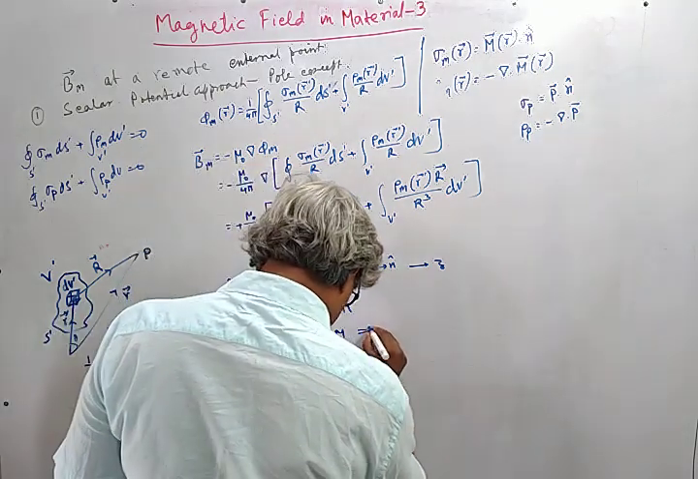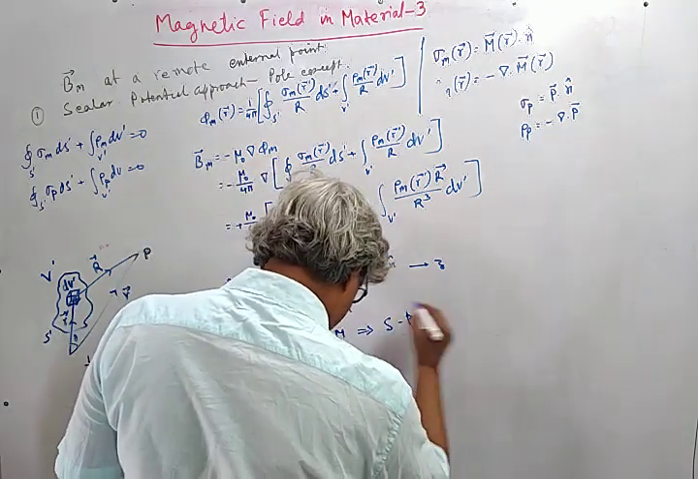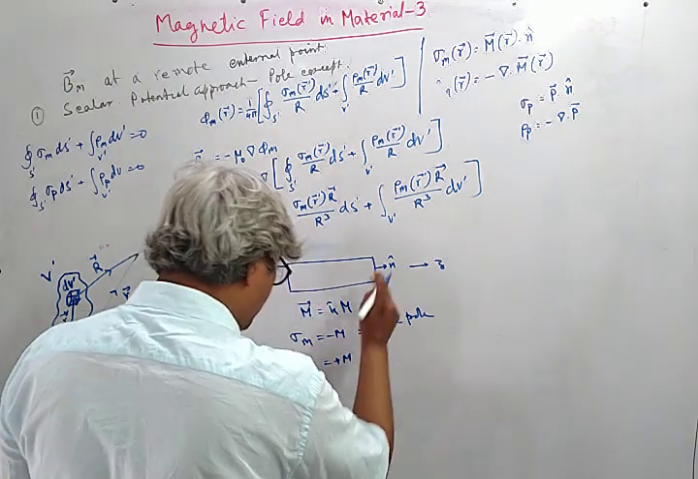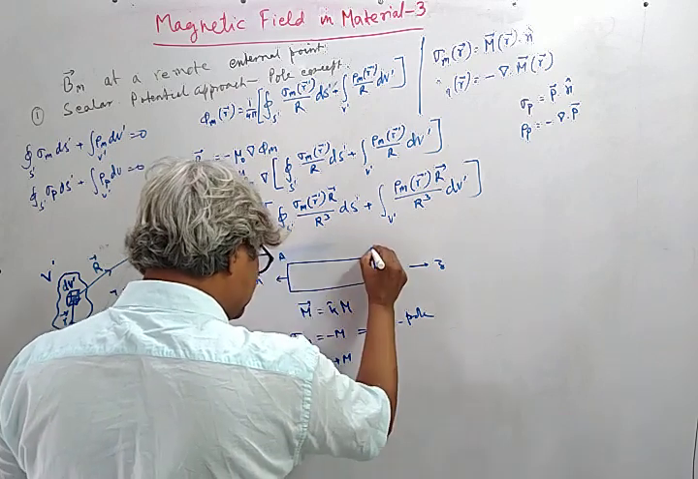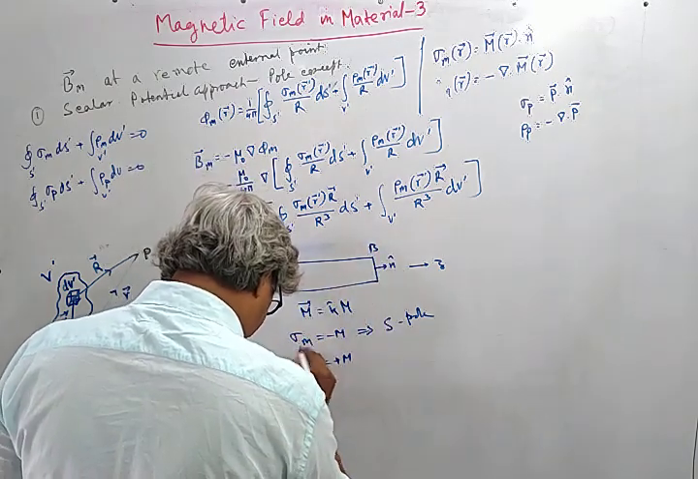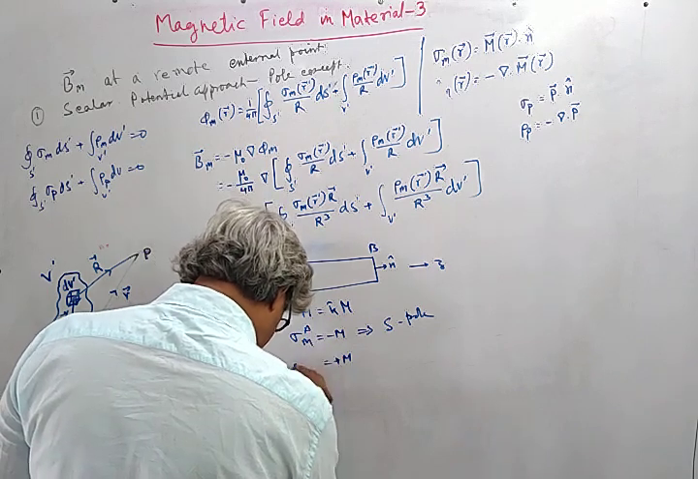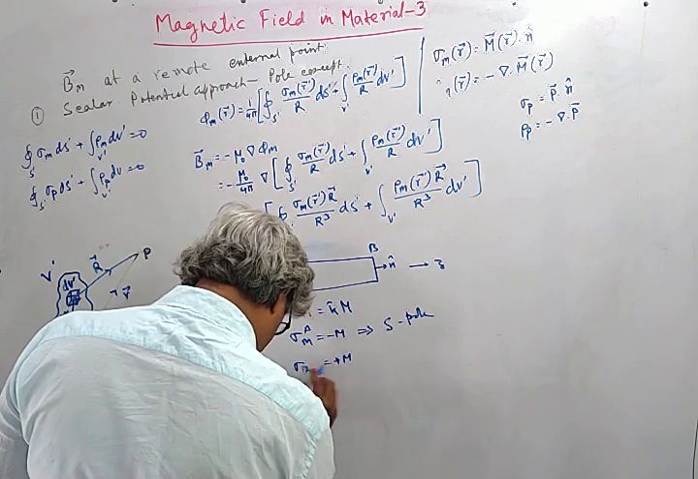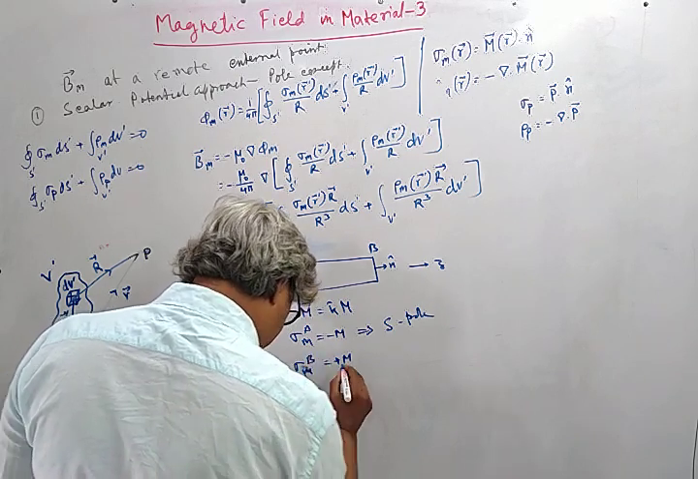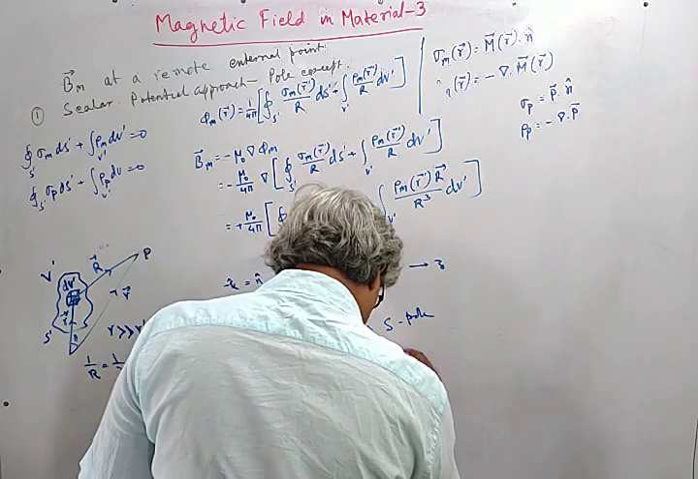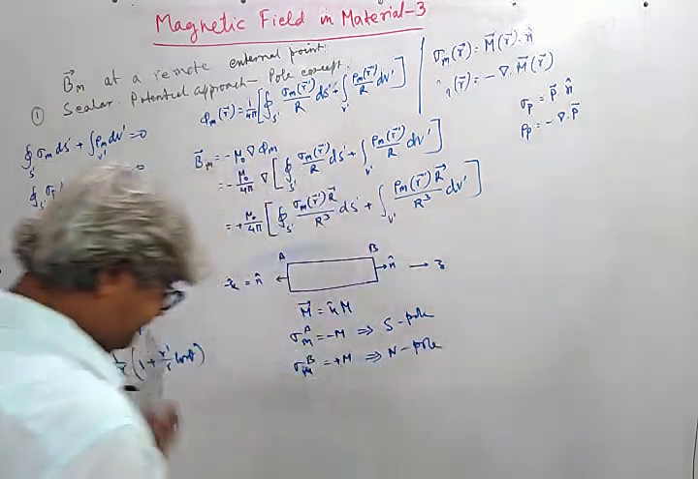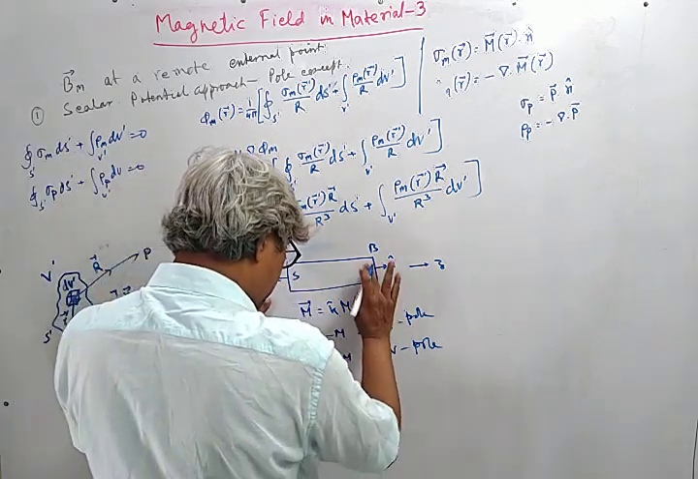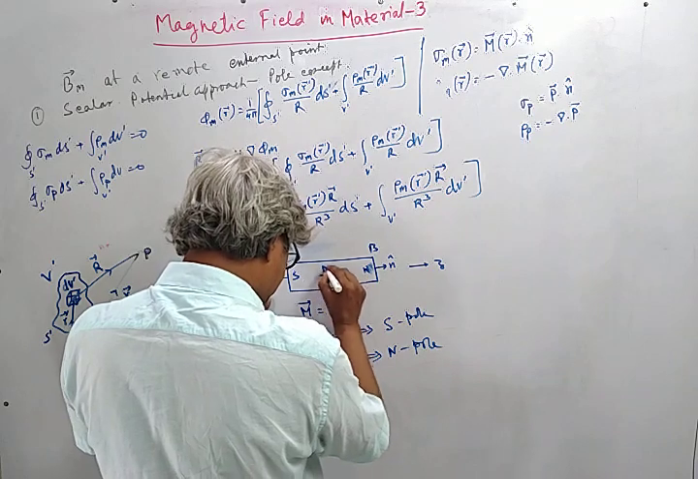So this is known as the south pole, and sigma m is equal to plus M over here. This is at point A, this is at point B. Sigma m at B is equal to plus M. So this is the north pole. So this is south, this is north, and the magnetization is in this direction.